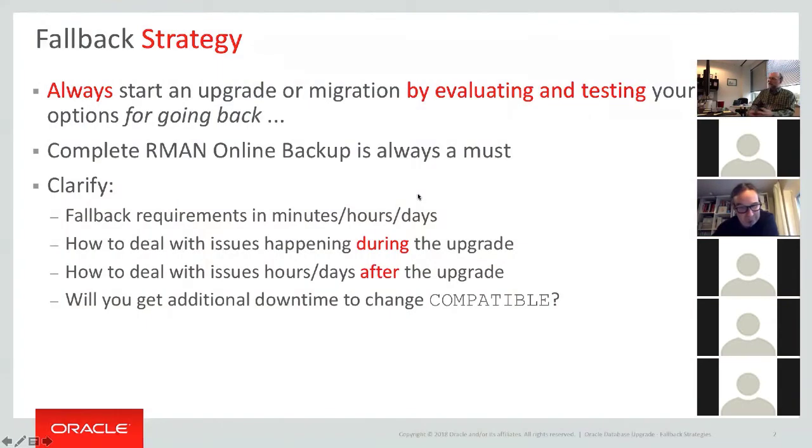So today's topic is fallback strategies, and this is one that comes up with most major customers who are performing upgrades. It is very important to have a fallback strategy when you start an upgrade or migration, just as it is on any major change to the database. You want to have a way to go back to a known good state. So baseline is that having a good RMAN online backup is absolutely essential.